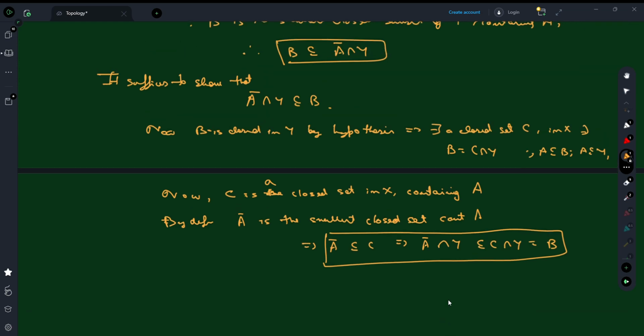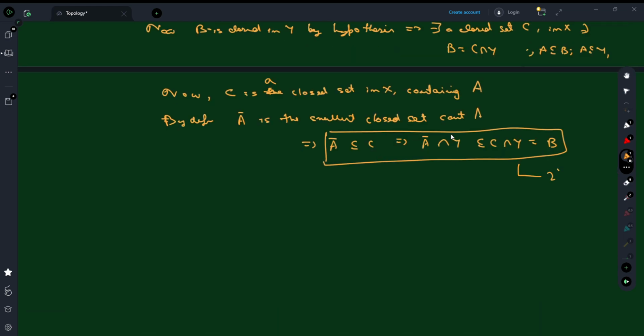So both of these statements, suppose this is 1 and this is 2, therefore 1 and 2 imply that A closure intersection Y must be equal to B, that is our requirement indeed, right? Okay.